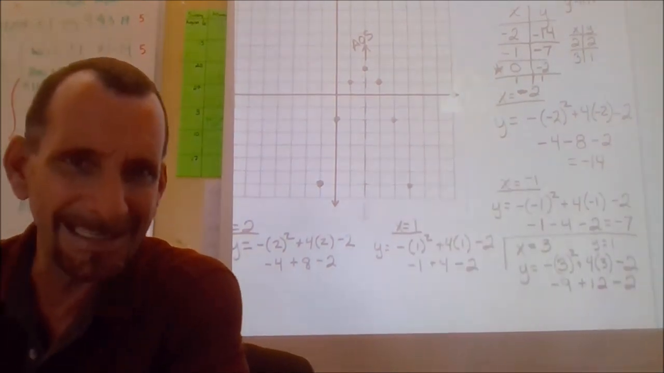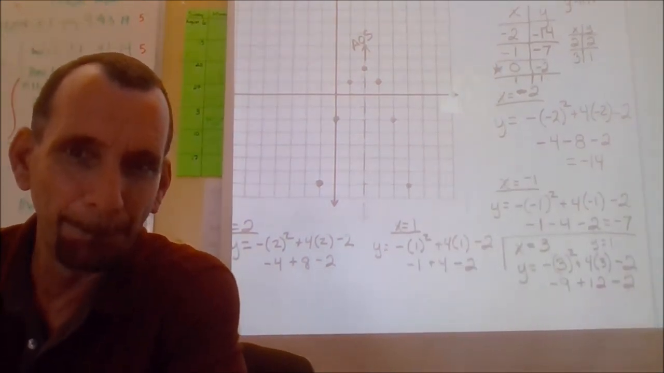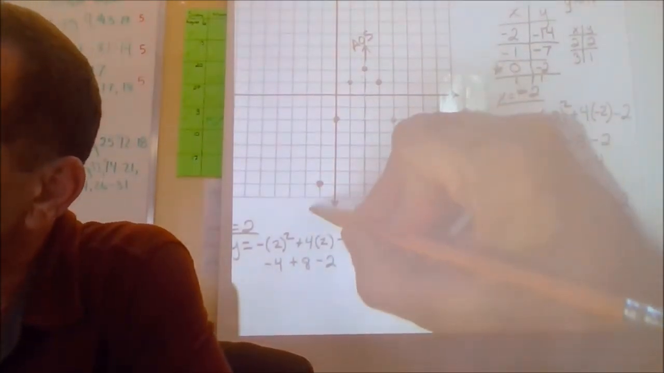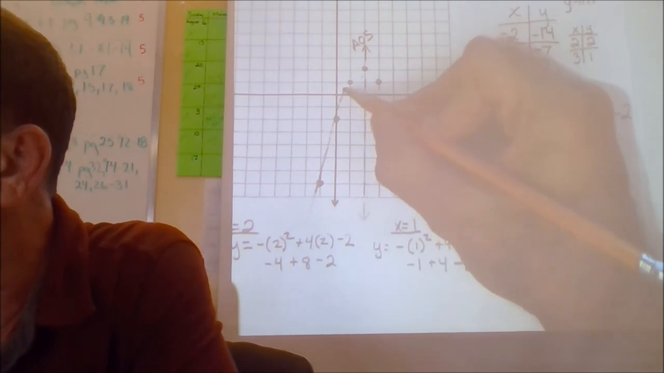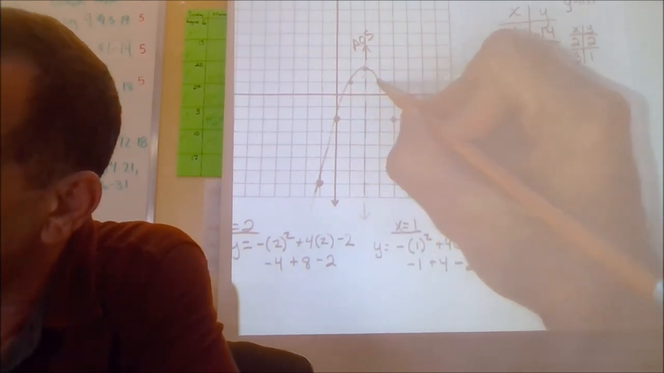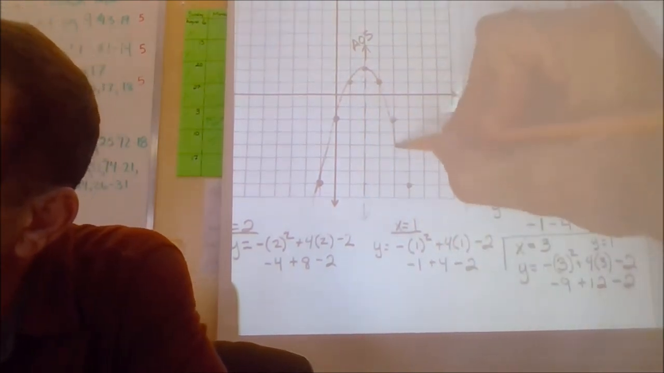And isn't that a nice looking parabola? I think let's try to make it a nice looking parabola. We're going to just kind of sketch up here, make it a smooth flowing curve, come down the other end.